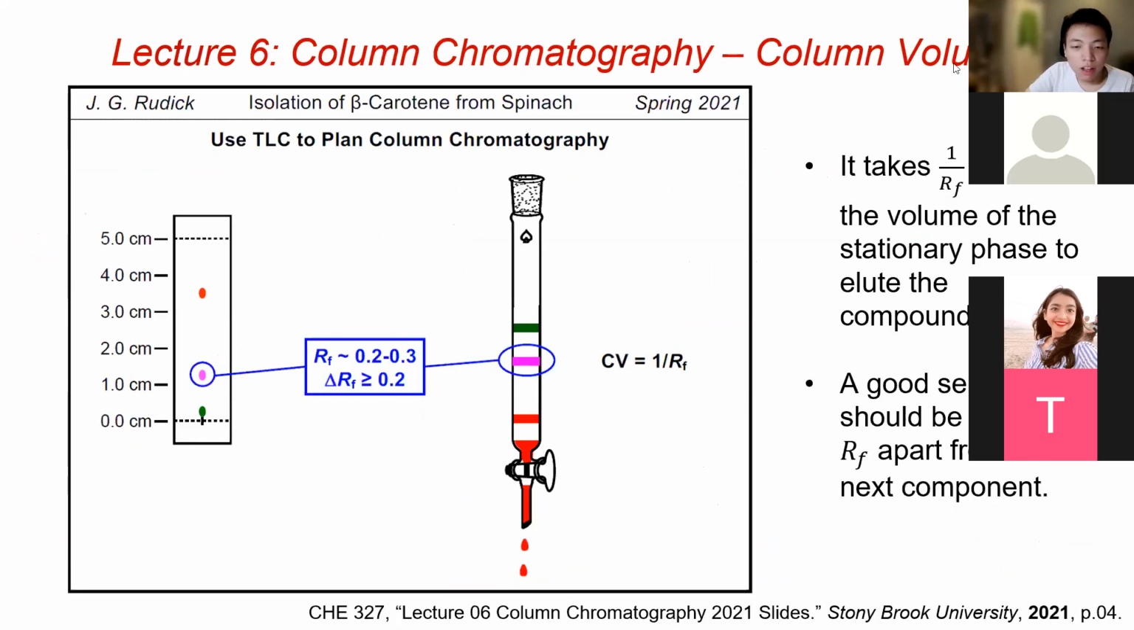And this is one of the slides in the lecture. And what Dr. Rutte explained before is that it takes around, so we have an Rf of 0.2, and this will give us 5. This means that if this is our volume, it takes 5 times the volume to get the spot out of the column. And this is just an estimate.